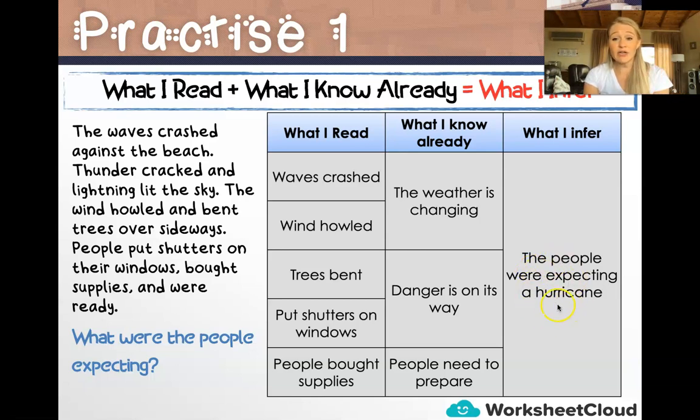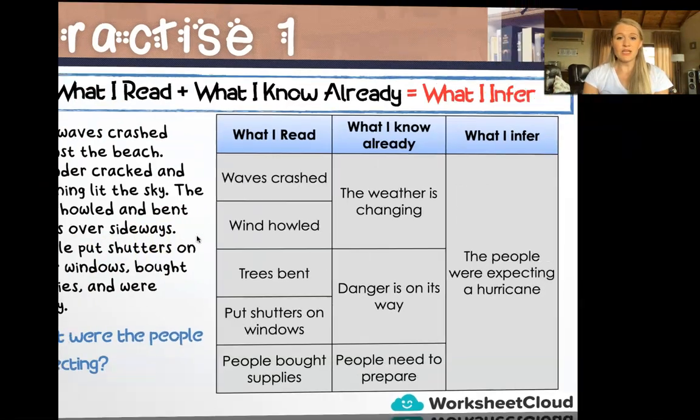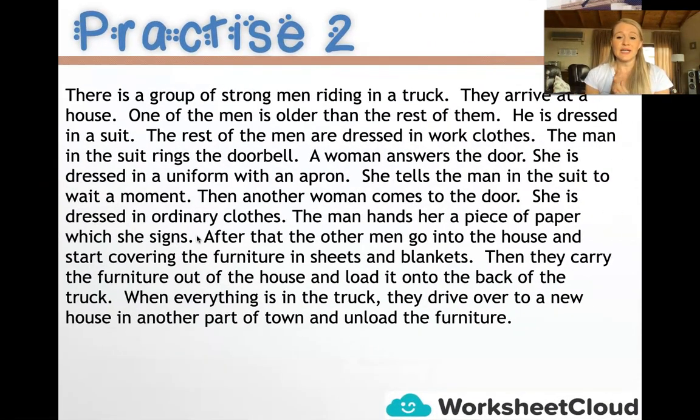Right, specifically a hurricane. Why not a volcano or anything like that? It's because we look at the evidence of the weather, waves crashing, wind howling, and so people are expecting a hurricane. And that we have inferred just by reading this little piece over here. Okay, let's look at another example.